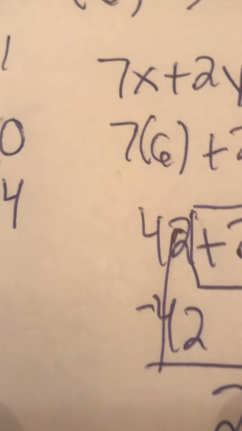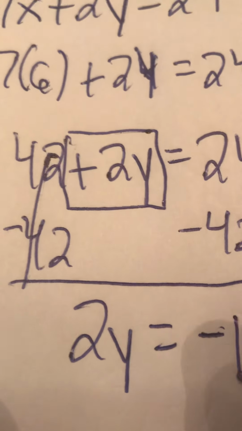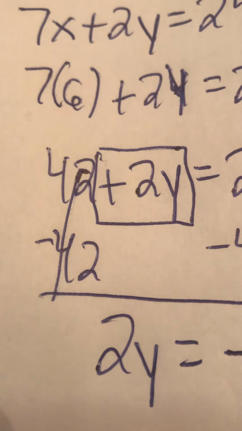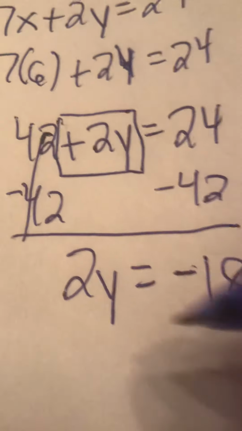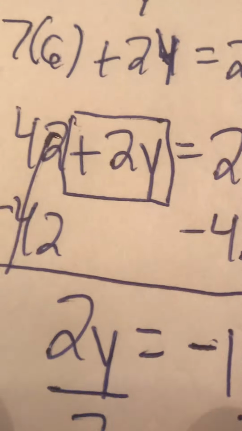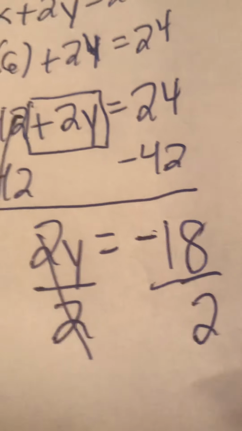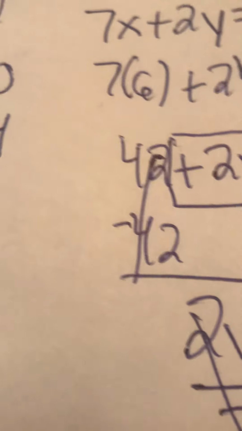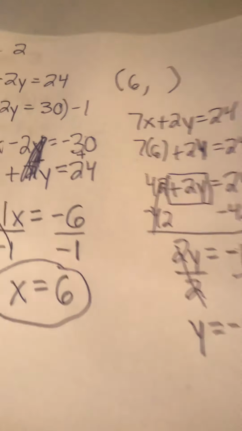So 2y equals, well, 24 minus 42 is -18. And the opposite of multiplying by 2 is dividing by 2. So these cancel because 2 divided by 2 is 1, 1y, and -18 divided by 2 is -9. So my solution to this system is (6, -9).